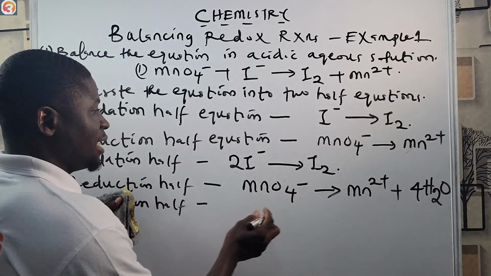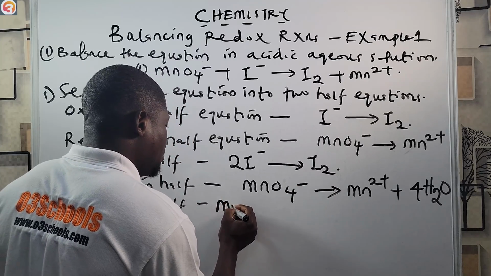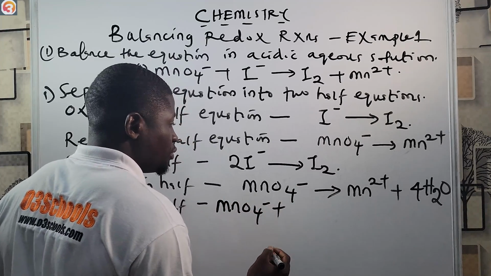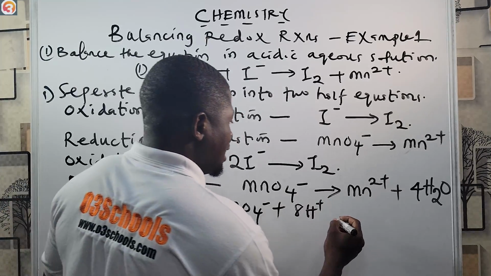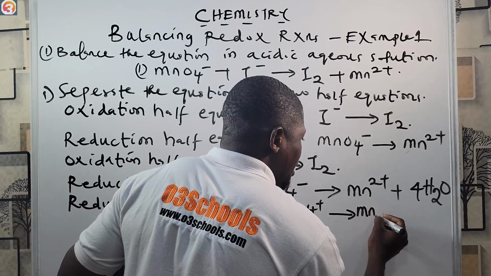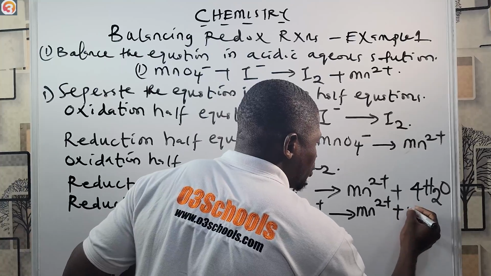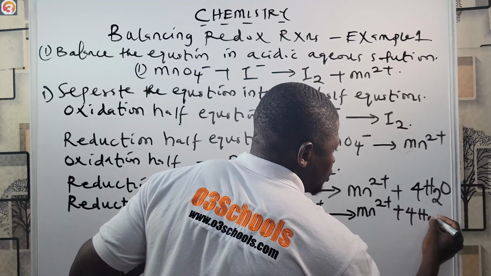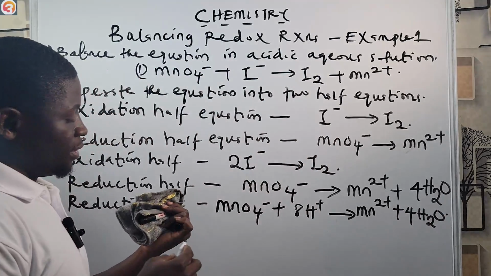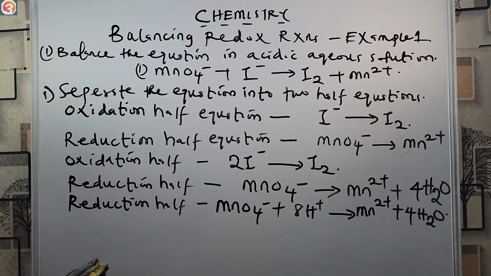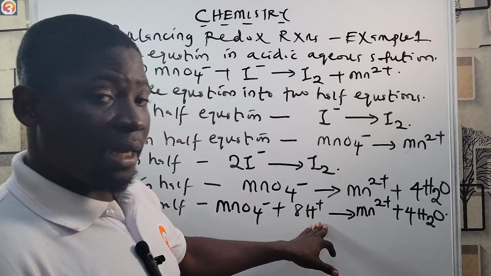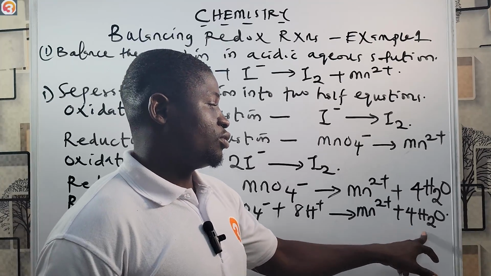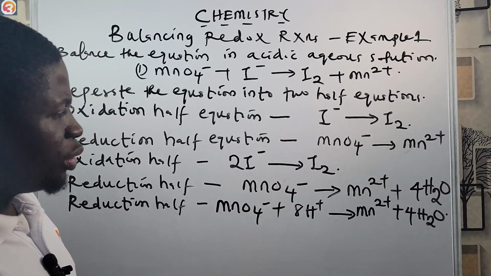So for now, let's balance the hydrogen. We're going to have MnO4 minus plus 8 atoms of hydrogen ion, then to give us Mn2 plus, then plus 4H2O. Okay, now that is that for that. Now we have balanced the reduction half: MnO4 minus plus 8 hydrogen ions equals Mn2 plus plus 4H2O. So what do we do next?